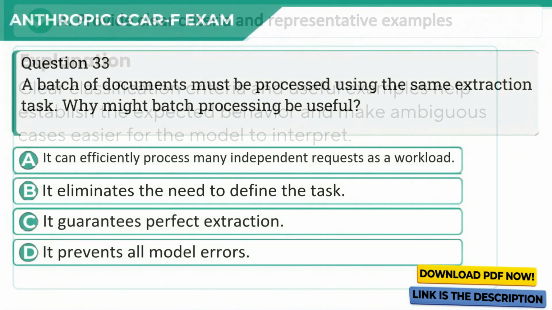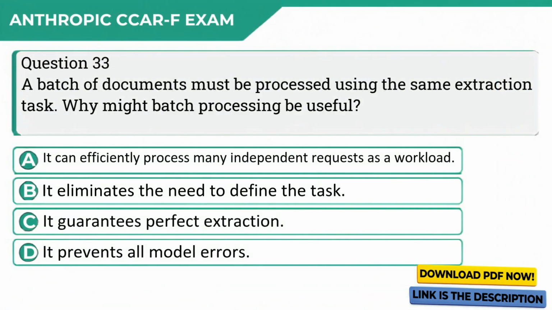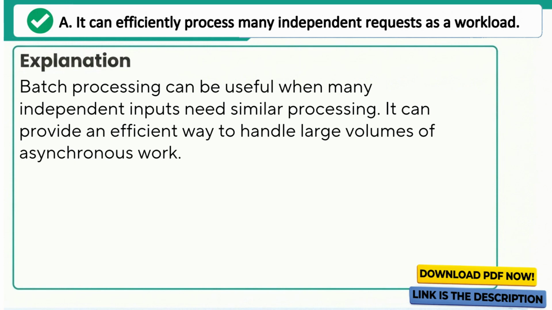Question 33. A batch of documents must be processed using the same extraction task. Why might batch processing be useful? A. It can efficiently process many independent requests as a workload. B. It eliminates the need to define the task. C. It guarantees perfect extraction. D. It prevents all model errors. Correct answer: A. It can efficiently process many independent requests as a workload. Explanation: Batch processing can be useful when many independent inputs need similar processing. It can provide an efficient way to handle large volumes of asynchronous work.